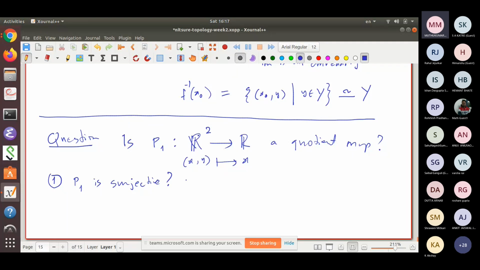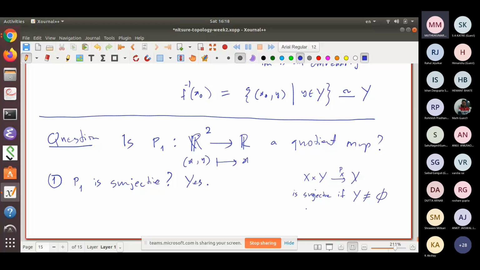Yes or no? Is P1 surjective? Yes, sir. It is surjective because the other copy is non-empty. X cross Y to X, Px is surjective if Y is non-empty.